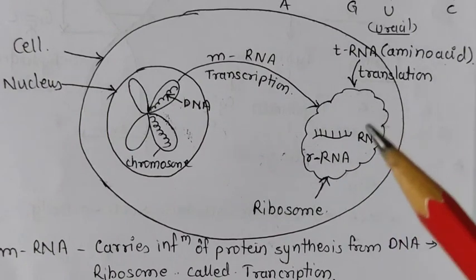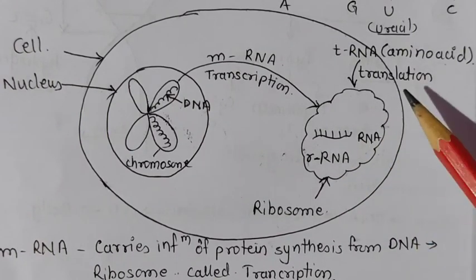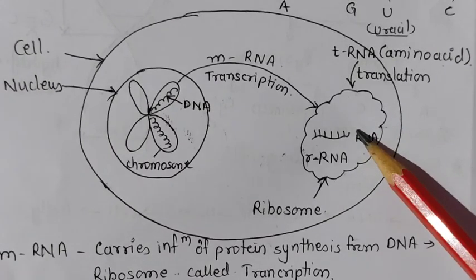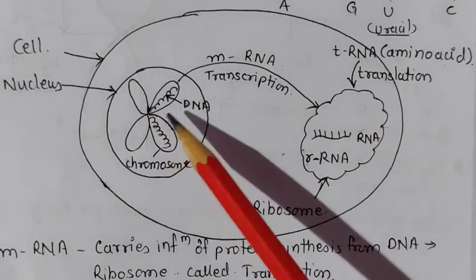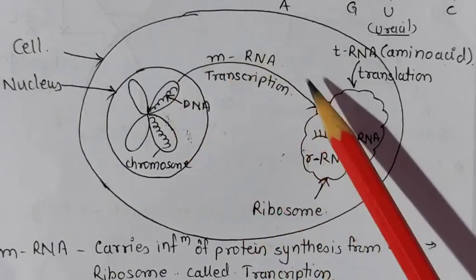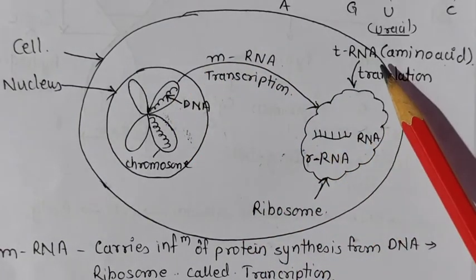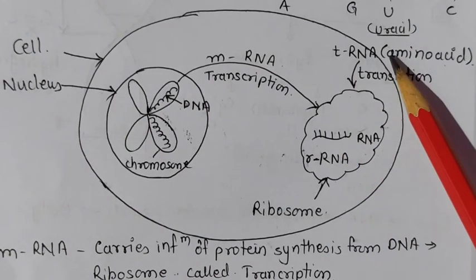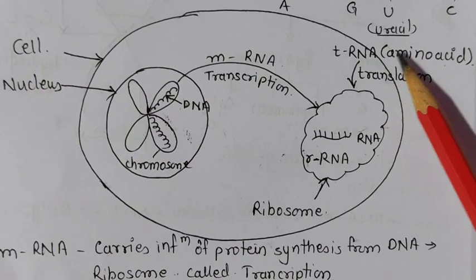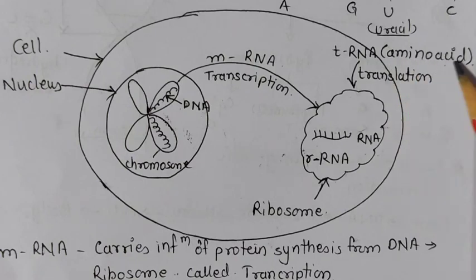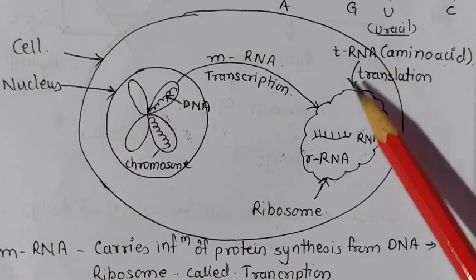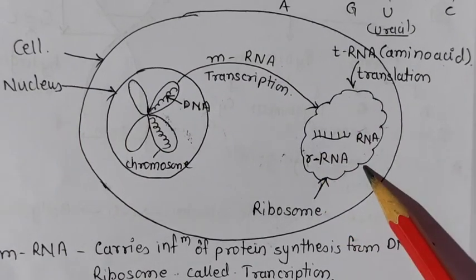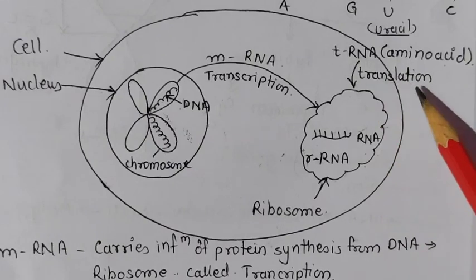It is bringing three pairs of those acids and giving them in the ribosomes. It is supplying them. Here mRNA is bringing that strand from DNA to here, and tRNA is giving the amino acids in this process. So this process of transferring amino acids for protein synthesis is called translation. tRNA is giving out the amino acids for protein synthesis which is going to take place in this ribosome. That process is called translation.